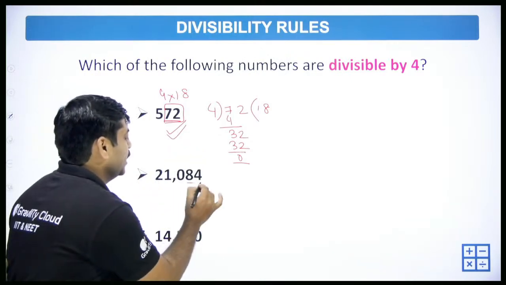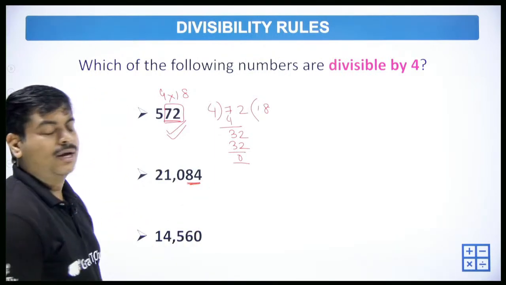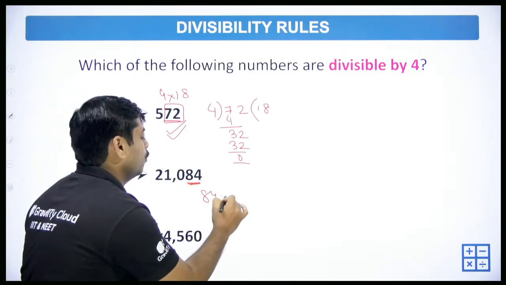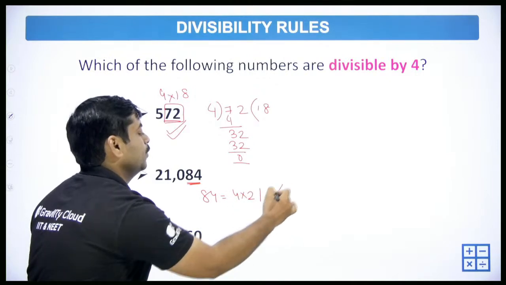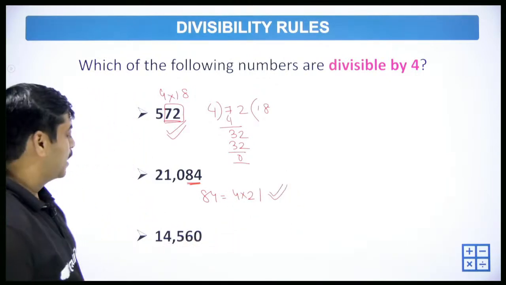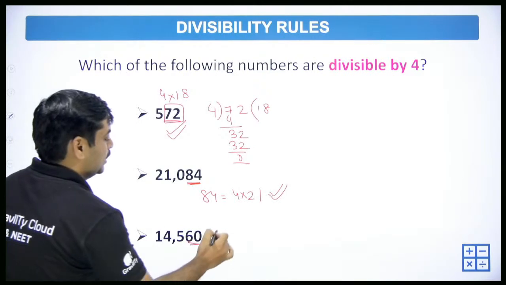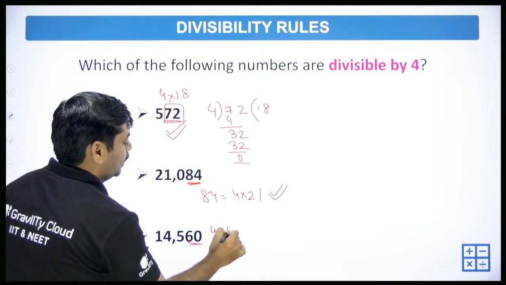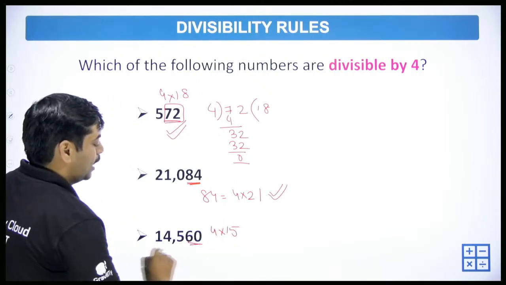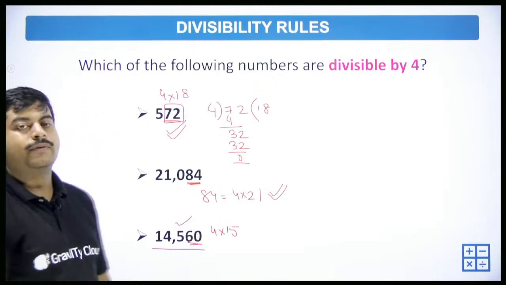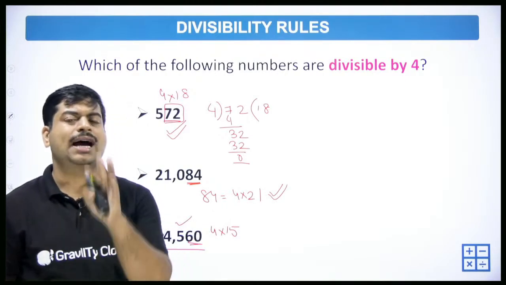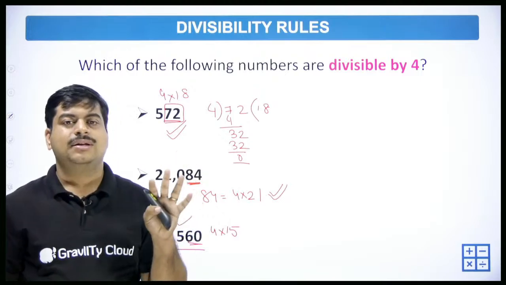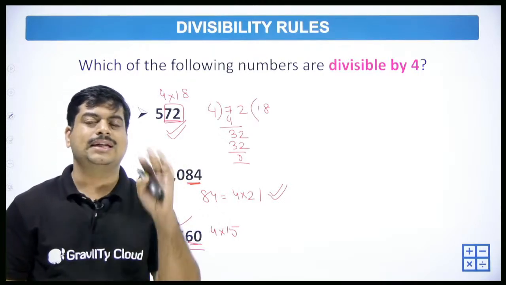21084. The last 2 digits, yes. 84 is 4 into 21. It is divisible. 60, that is 4 into 15. Yes, it is divisible. So the entire number is divisible. So with number 4, just check the last 2 digits, it is enough.